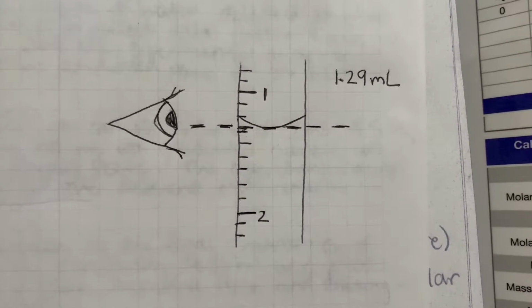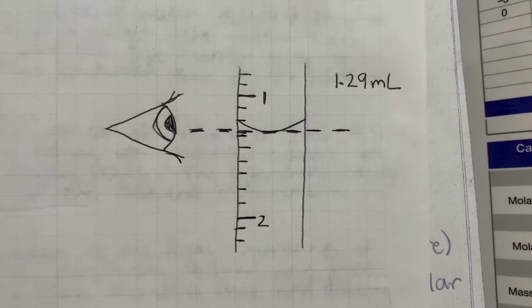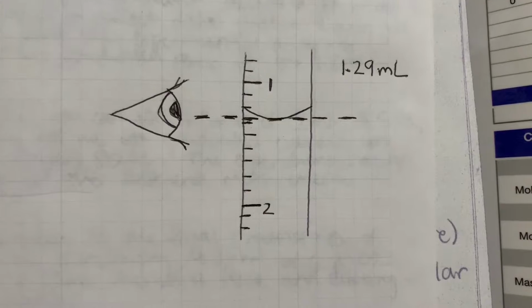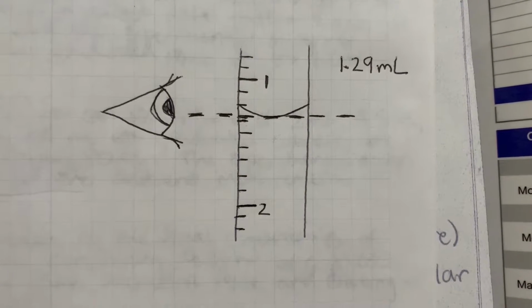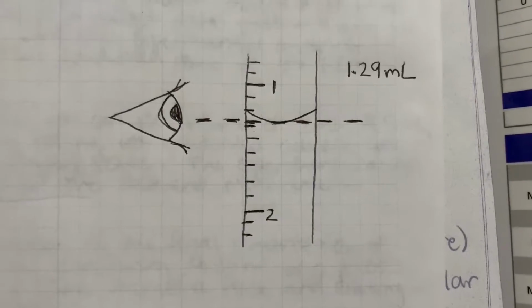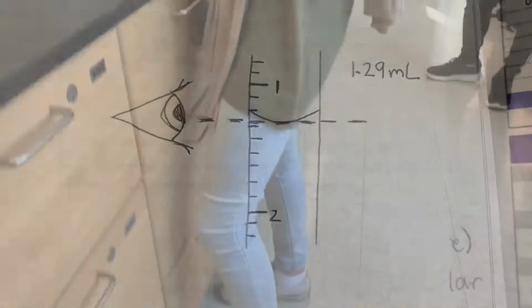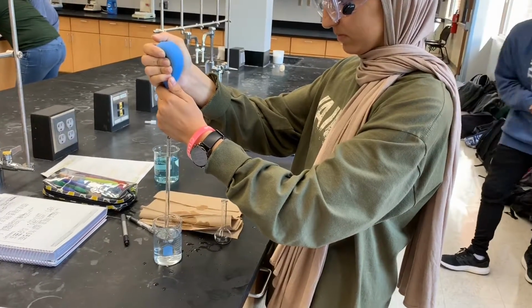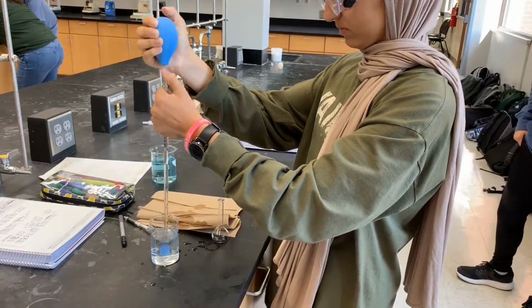Here is an example of how the student would read a volume from the graduated pipette. The graduations are 0.1, so there is a 0.01 uncertainty. In this example, the volume is 1.29 milliliters if you read from the bottom of the curve. Each lab member will repeat these steps with different volumes of the stock solution to create differently concentrated dilutions.